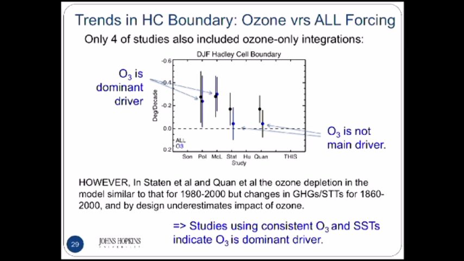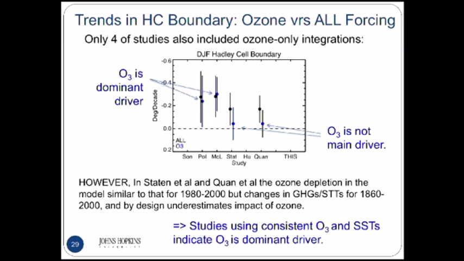Unfortunately, only some of the models had an ozone-only run, and this is what's shown here with the blue. Again, the black is when there's all forcing. There were these two studies, which I was a co-author of both of them, and so we come out saying ozone's the dominant driver. But there were two other studies where the ozone is not significant, and so it's not the main driver. So this is where we run into the question of why these studies are coming up with inconsistent results.